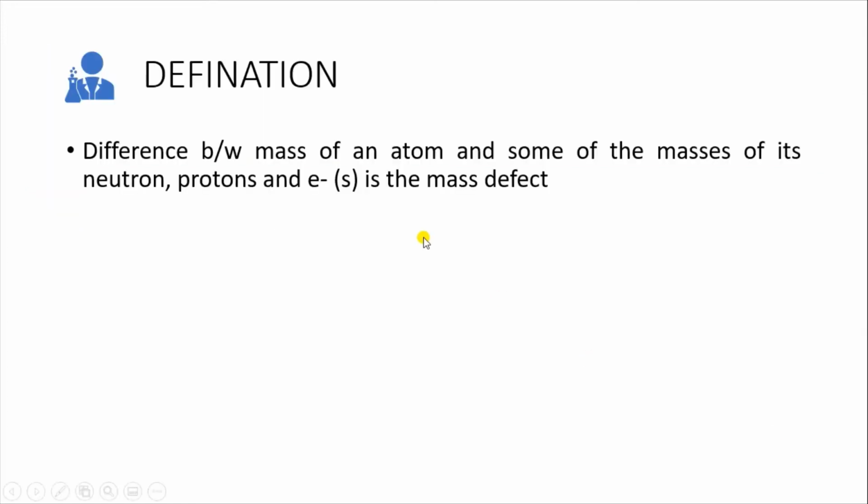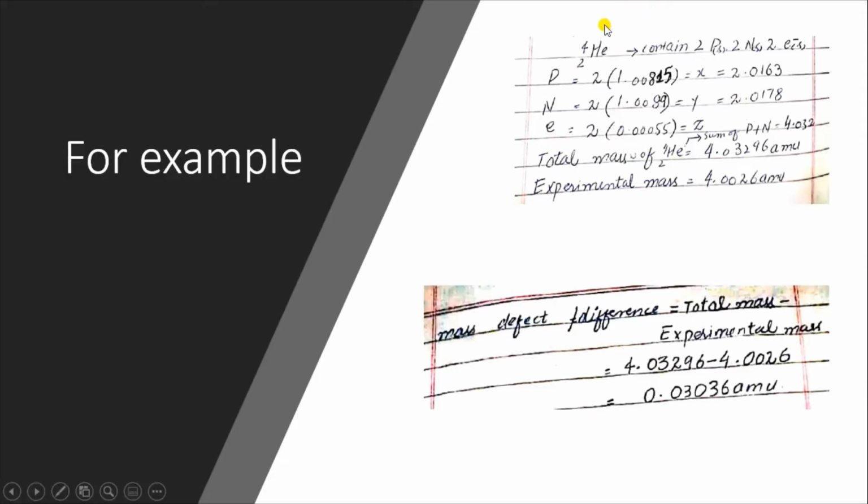Next, the definition of mass defect: the difference between the mass of an atom and the sum of the masses of its neutrons, protons and electrons is the mass defect. Next, let's take the example of helium, which is also known as an alpha particle. It contains 2 protons, 2 neutrons and 2 electrons.